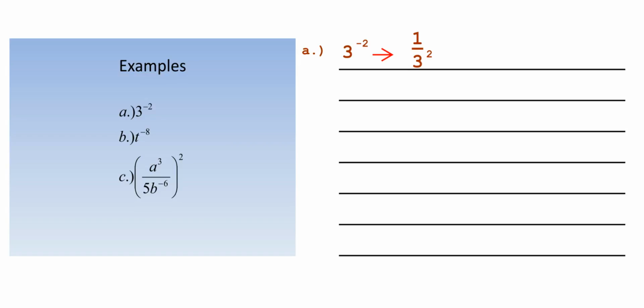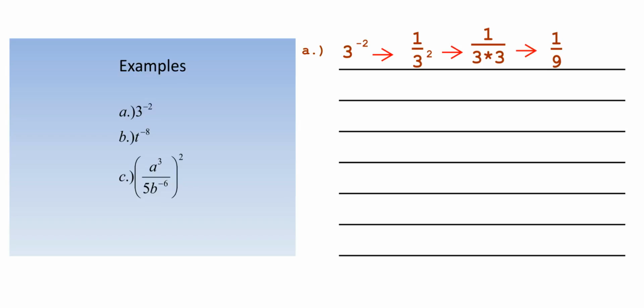So 1 over 3 squared, right? And that's a positive 2. That means 3 squared is 3 times 3, so 1 over 3 times 3. The number repeats twice according to the exponent. That's what it tells us. 3 times 3 gives us 9, so 1/9 would be our final answer for this case. So 3 to the negative 2 is equivalent to saying 1/9.